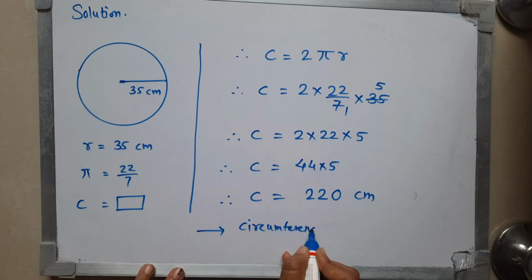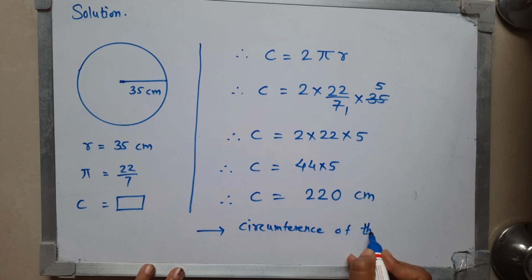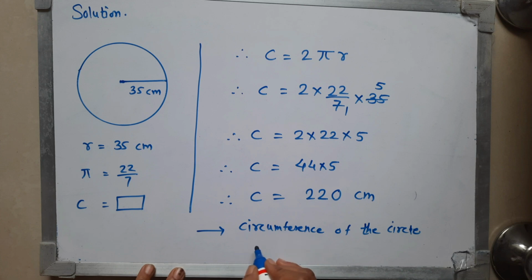Circumference of circle is equal to 220 centimeter.